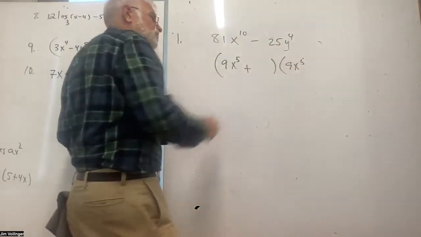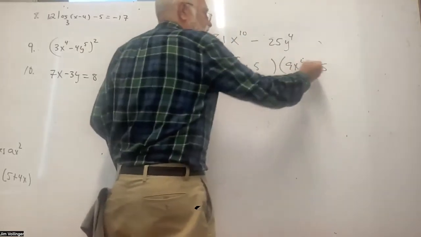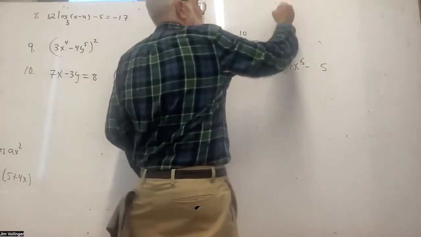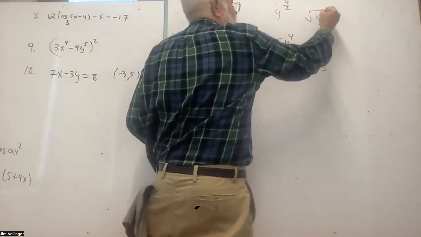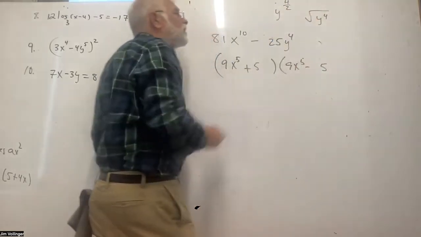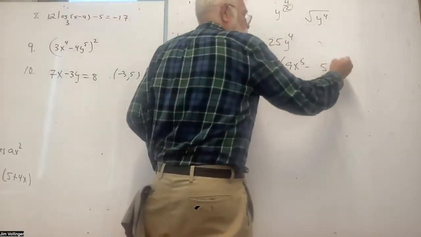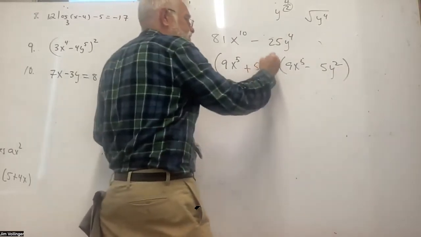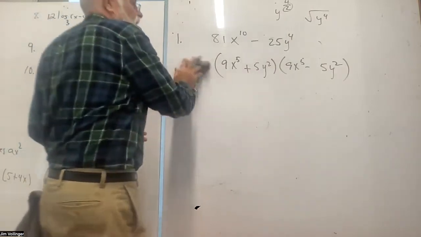What's the square root of 25? 5. It's going to be minus over here. y to the 4th, well, we said that's the same thing as this. y to the 4 over 2 is the square root of y to the 4th. So all you've got to do is divide by 2. And if you multiply this out, it comes back to that. All right, so that's a second problem that we worked on.